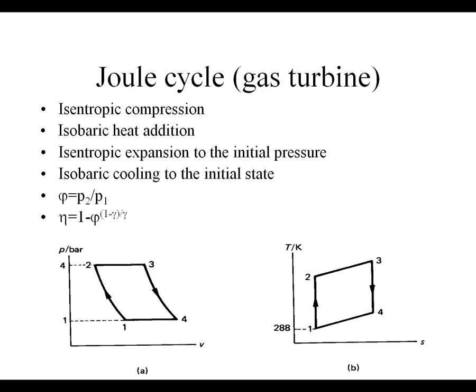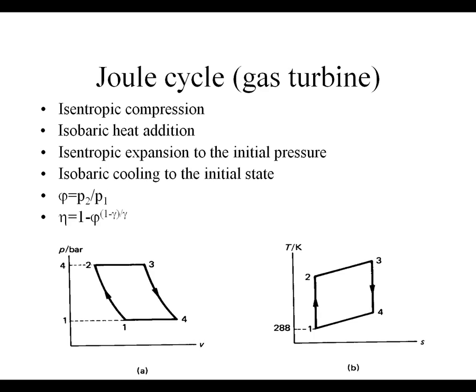It is something very beloved nowadays. So the Joule cycle is composed of 2 compressions and 2 expansions: isentropic compression, 1 to 2, isobaric heat addition, combustion, 2 to 3, isentropic expansion up to the initial pressure, 3 to 4, and isobaric cooling to the initial state, 4 to 1.